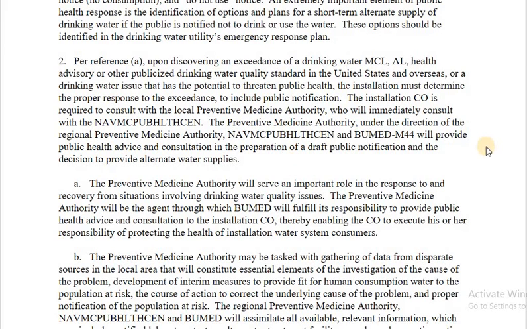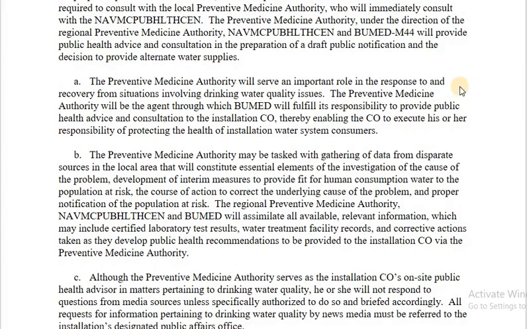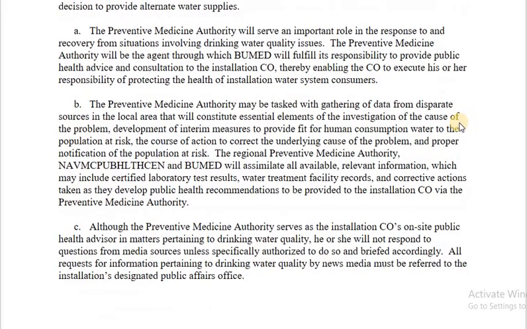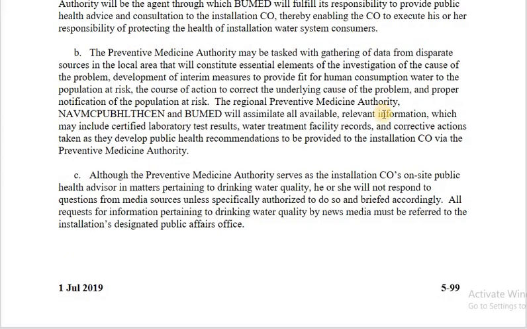And so it's the Navy Marine Corps Public Health Center as well as BUMED M44, who are the ones that provide like the consultation and, hey, this is what you need to do. So the PrevMed Authority is really kind of like the intermediary between like the base CO and the Navy Marine Corps Public Health Center. It says right here, it's the agent by which BUMED is going to fulfill their responsibility. And really, like, the PrevMed Authority are going to be the ones that are going to gather all that info. So the big Navy Marine Corps Public Health Center can do their job.